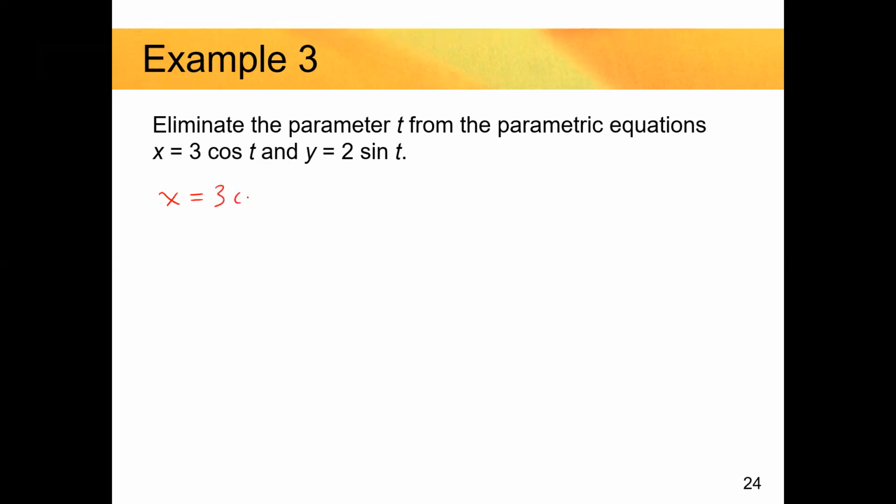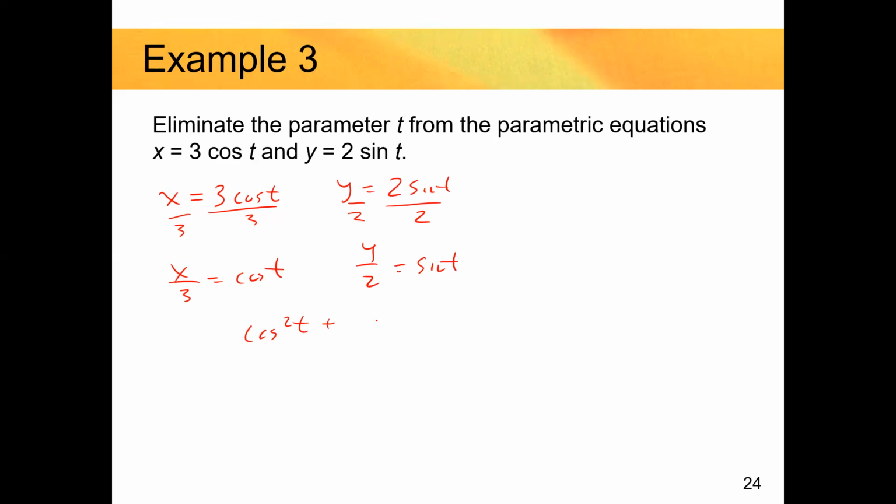Now let me rewrite it down here. This, I'm going to divide through by 3, and I have my value. That's cool. I'll leave that there. Divide by 2 this time, and I have this value. And whichever way you go, we write it in terms of sine squared t plus.